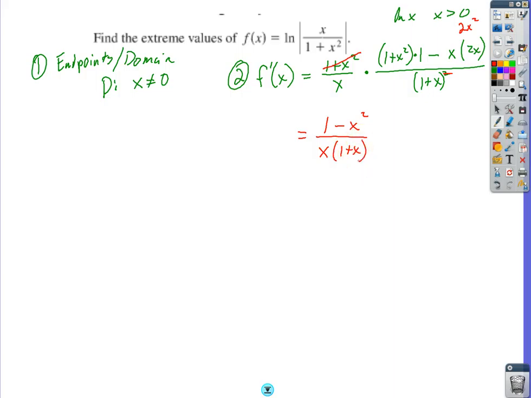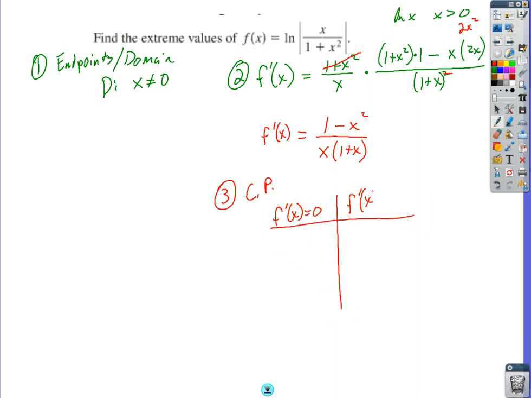I left it like that because I knew what was coming next for my derivative, which is critical points. And for my critical points, again, I'm checking for f prime of x equal to 0, and for when f prime of x does not exist. Well, f prime of x is equal to 0 when the numerator is equal to 0. So when 1 minus x squared is equal to 0, I solve for that. I find out that x is equal to plus or minus 1. And then I check, is that in my domain? Yes it is. So both of these are critical points.